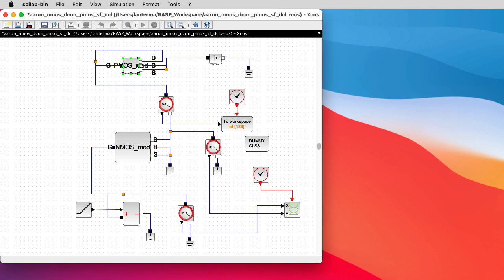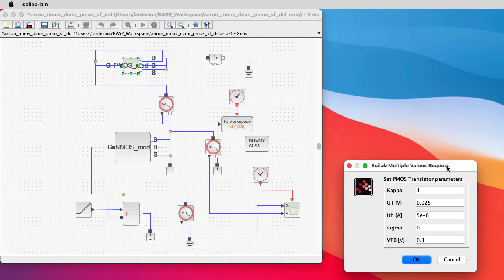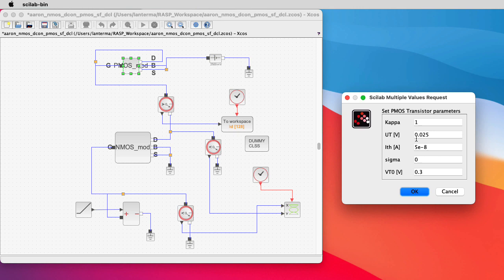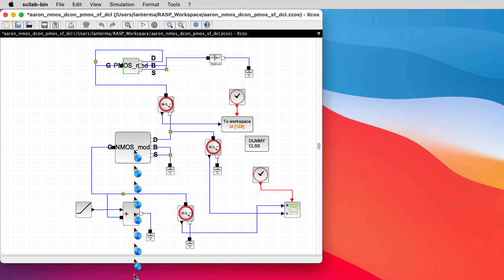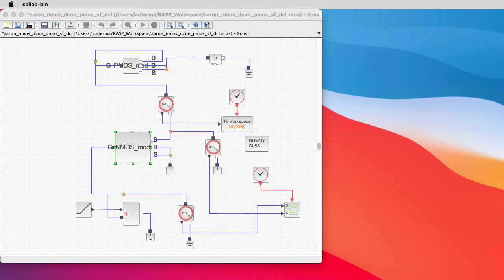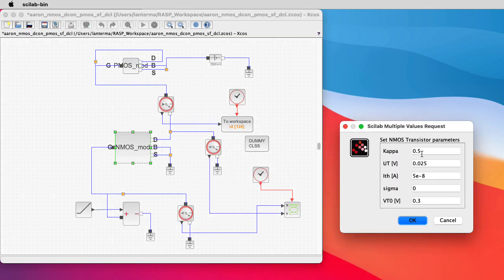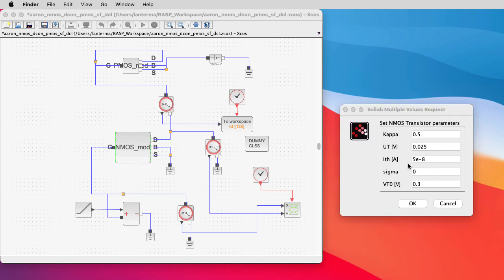Anyway, for my first trial, I'm going to take the kappa for the PMOS transistor and set that to 1. And I'm going to take the kappa for the NMOS transistor and set that to 1/2. So we should get a slope of 1/2. Note that I'm using a 50 nanoamp threshold current and a 300 millivolt threshold voltage. These were the parameters that came with one of the demos that came with the RASP software. I forget what the exact demo was.